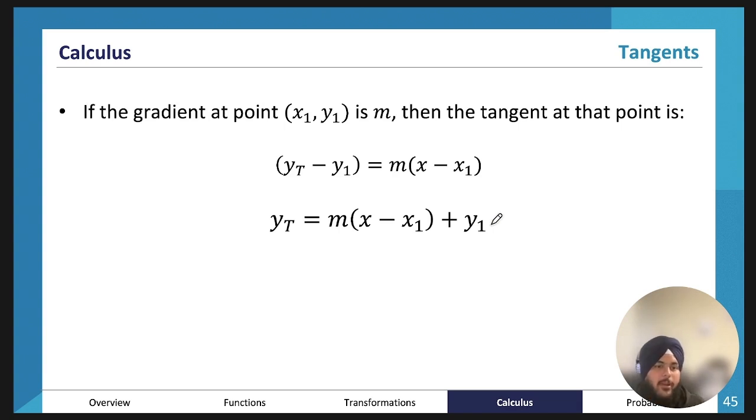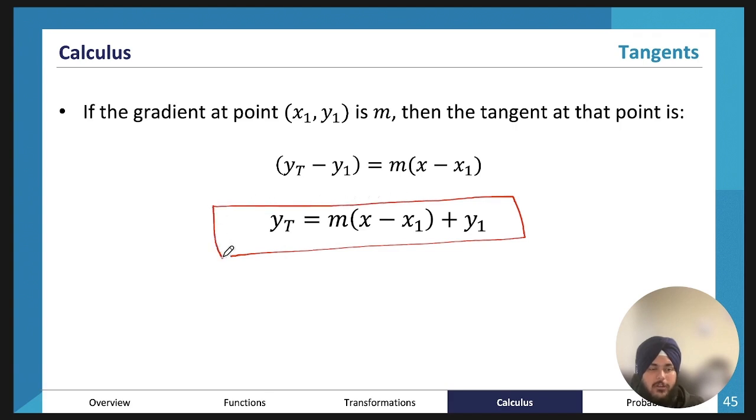So if the gradient at point (x1, y1) is m, then the equation of the tangent is another formula derived from linear expressions, to determine what the y value is going to be if we know the x value and the gradient, or just one coordinate and the gradient. This formula I always use. If I know the gradient, and one of the x values and one of the y values, I can use y_t, the equation of the tangent, is equal to m(x minus x1) plus y1.